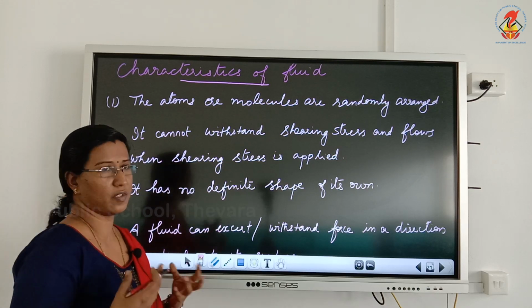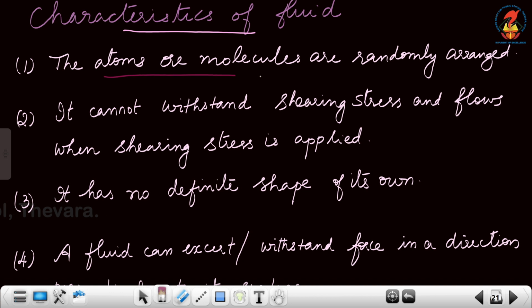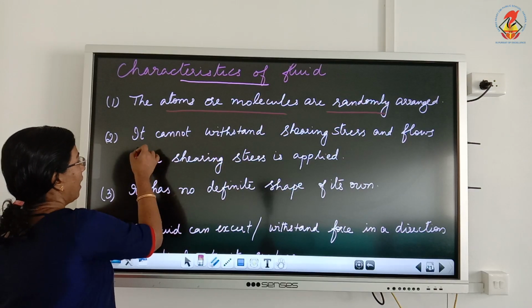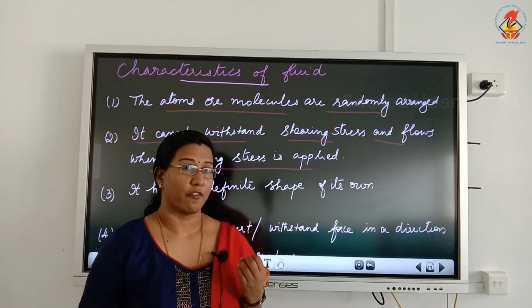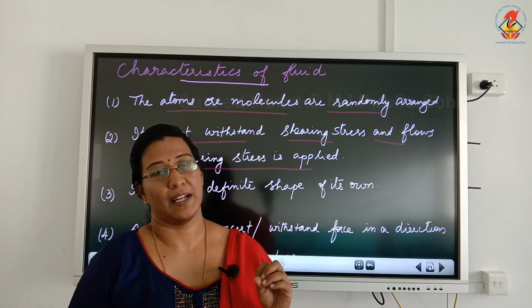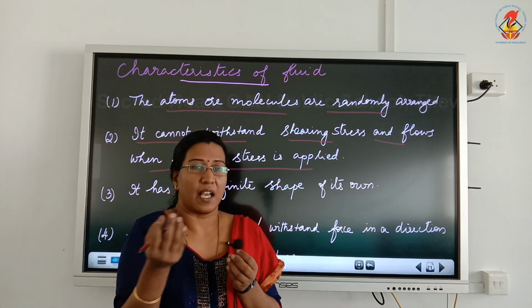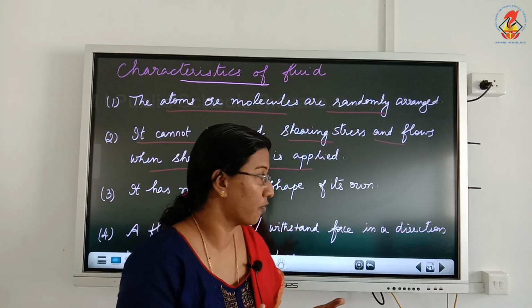You have studied some of it in your lower class. The first one is the atoms or molecules are randomly arranged in the case of a fluid. Second one, a fluid cannot withstand shearing stress and flows when shearing stress is applied to it. You know what is stress? Stress means force by area, and shearing stress is also known by the name tangential stress. So whenever you are applying tangential force to a liquid, definitely it will start to flow.